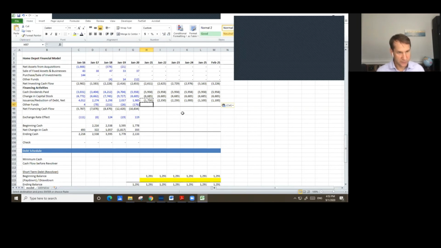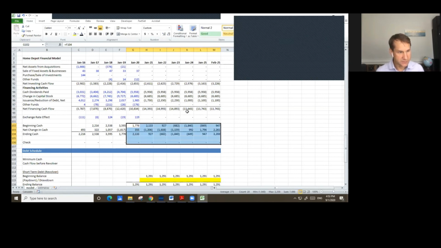And then other funds, I'll keep it at 0. I wouldn't expect any changes in exchange rate. Again, it's hard to forecast and too detailed for this kind of financial model. And I think these lines we can just copy and paste.